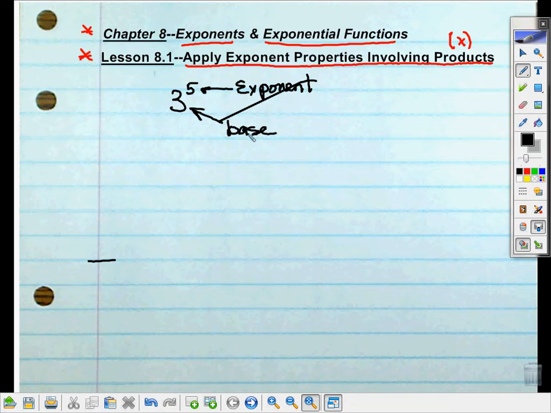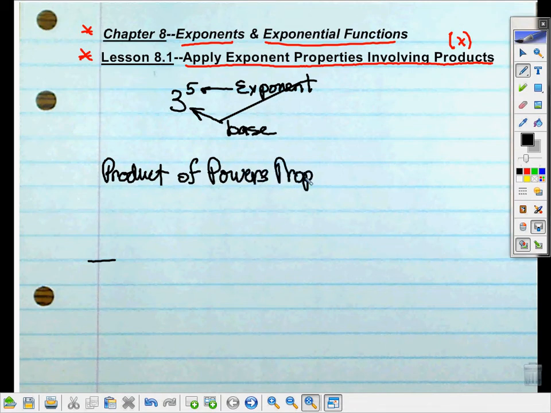We got an extra line here on the paper. Try to ignore that. So the first thing we want to look at is to teach you about the product of powers property. Okay, and to look at that, we're going to look at two exponent problems that actually have the same base, something like 2 to the 3rd power times 2 to the 2nd power.